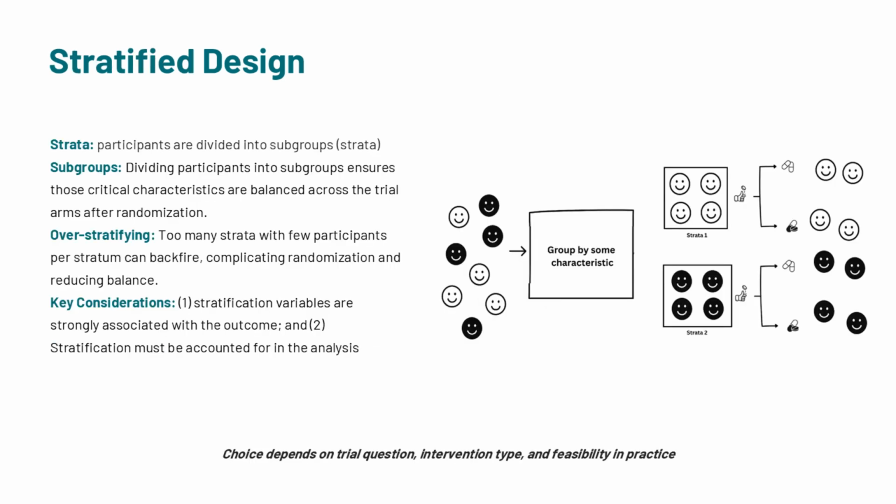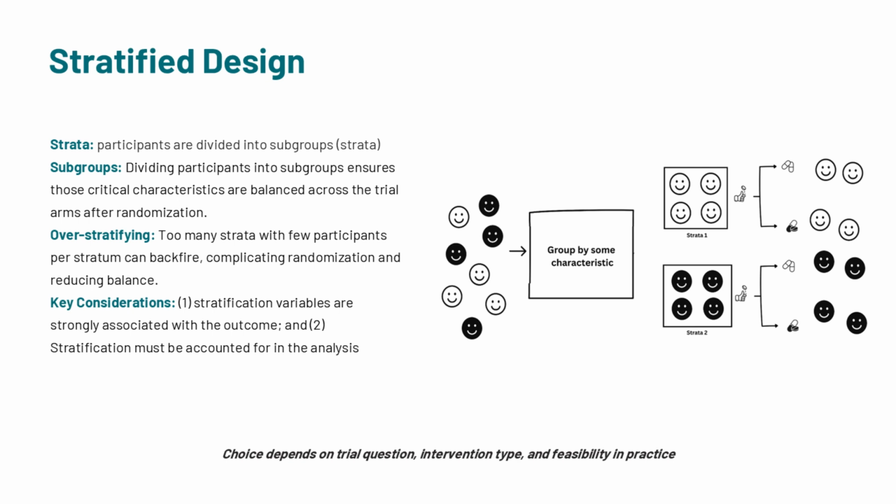Stratified designs introduce an added layer of control before randomization. Participants are first divided into subgroups called strata based on characteristics likely to influence the outcome, such as age, sex, or disease severity. In some settings, like multi-center individual-level trials, it's also common to stratify by center to account for site-level variation. Within each stratum, participants are then randomized separately.